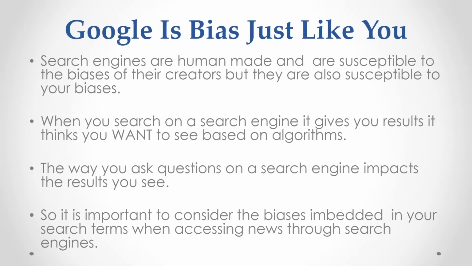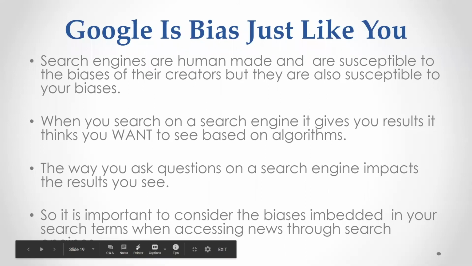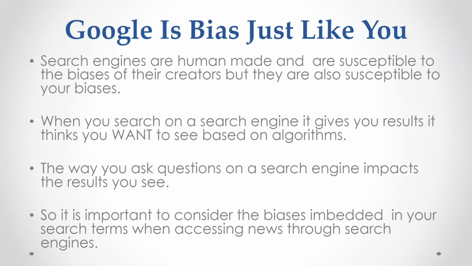And finally, we have search engines. So even Google is biased, just like you. When you search on a search engine, it will give you the results it thinks you want to see based on its algorithm. So basically, the way that you ask a question on a search engine can impact the results that you see. And this means it's important for you to use different patterns and use different keywords when you search for news sites and news information in order to get a broader idea of what you want to see.